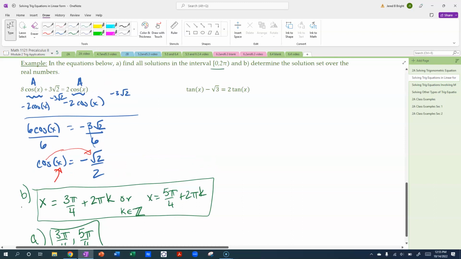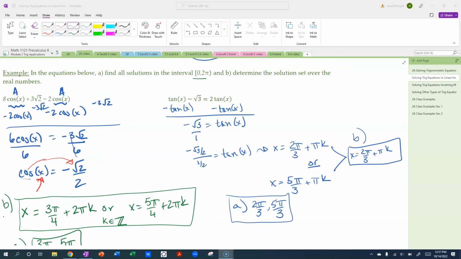So again, what I did is I isolated the trig function, moved all the trig functions to one side, got it so that it's just cosine, and then I used my unit circle. Okay. So there's another one. I want you to pause the video and try it on your own, and then resume when you're ready to see the solution. And here's my answer.